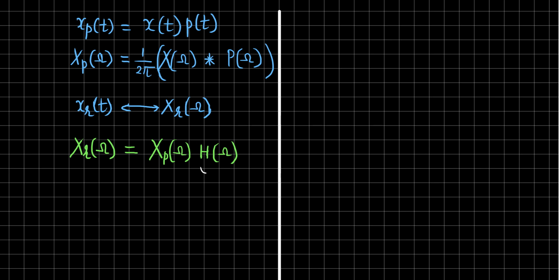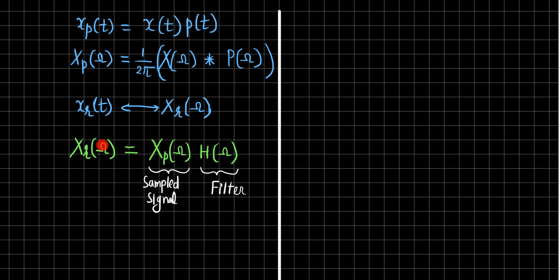This is the filter, and this one here is the sample signal. So xp of omega is the Fourier transform of the sample signal, h of omega is the Fourier transform of the filter itself. So if we multiply these two, we are going to have this reconstructed signal Fourier transform.